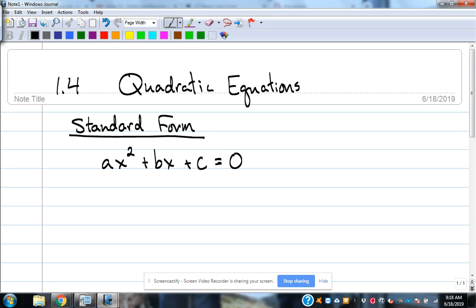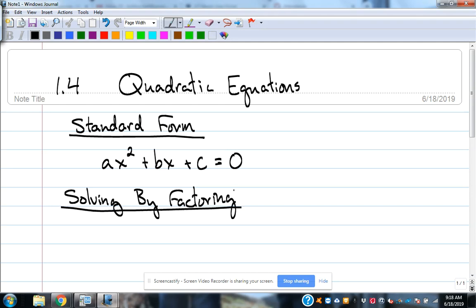So it's quadratic because the biggest piece is x. The x squared is the largest exponent in there. And when you're solving by factoring, which is what we're going to do first, what we're using is what's called the zero product property. It's not super important that you remember the name of the property. You just got to know how it works.